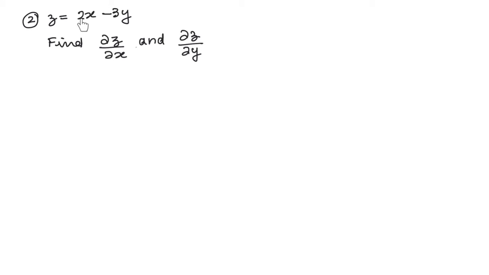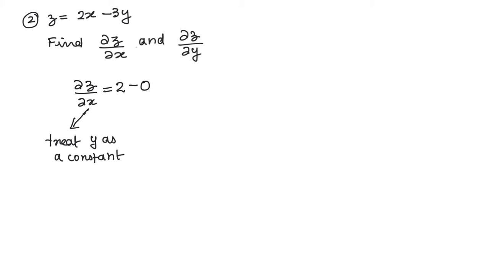Let me explain this partial derivative again with a simple example. So z is 2x minus 3y. We need to find the partial derivative of z with respect to x and the partial derivative of z with respect to y. Partial derivative of z with respect to x means we are treating the other variable other than x, that is y, right? So treat y as a constant and differentiate with respect to x. So the derivative of 2x is just 2. The 3y is a constant because we are treating y as a constant, so that will be 0.